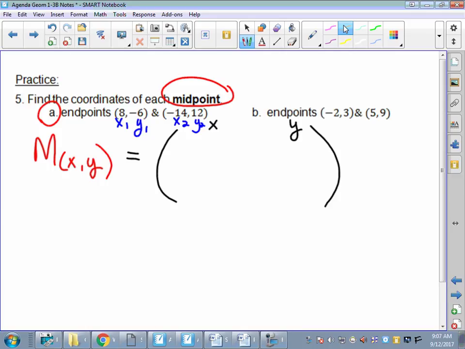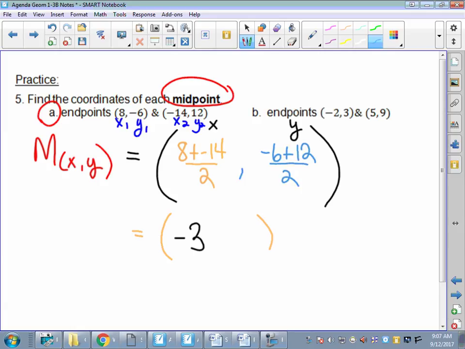We find the average of the x's, add up the two x's, and divide by 2. So 8 plus -14 is -6, divided by 2 gives us a -3. To find the coordinates of the y for the midpoint, we take the y1 plus y2, so -6 plus 12, divide that by 2. So -6 plus 12 is 6 divided by 2. So -3, 3 will be my midpoint.